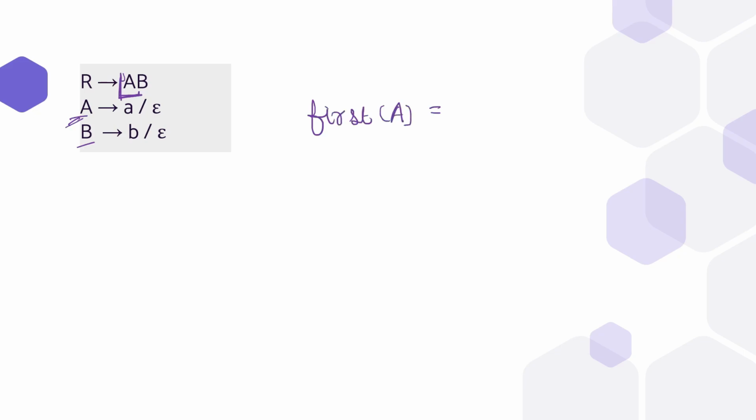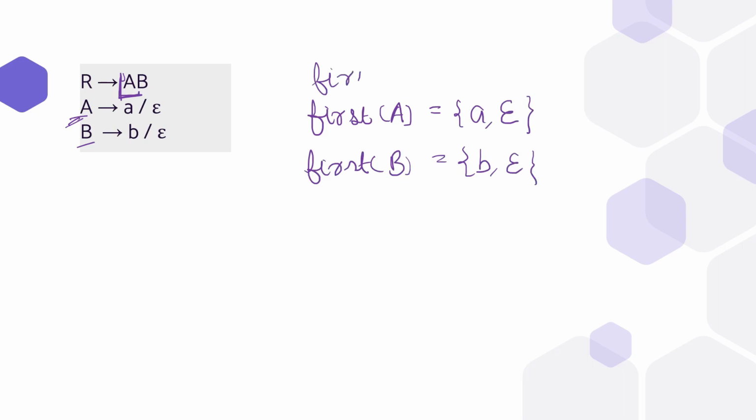The first of A is a and epsilon, right? And first of B is b and epsilon. Okay, so in order to find the first of R, what we have to do is we have to put the variable first of A. Okay, so what is the first of A? First of A is a and epsilon. So the first of R will also be a and epsilon.